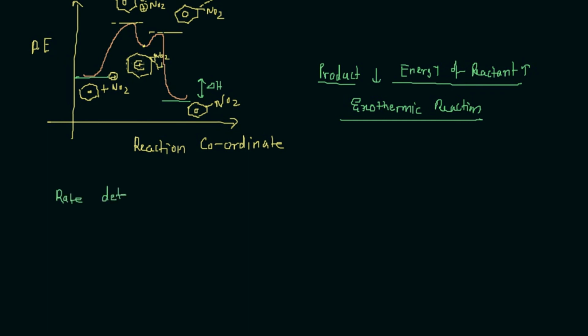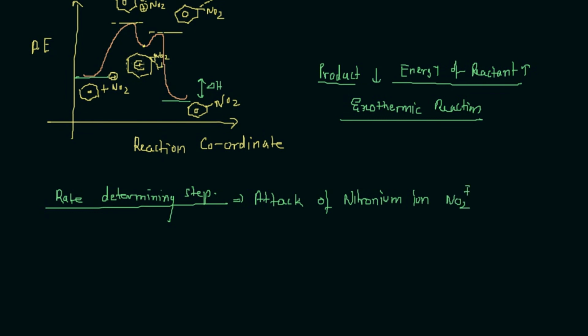Okay, let's talk about the rate determining step in this particular reaction. In this reaction, the rate determining step is the attack of nitronium ion, that is NO2 plus. Now this reaction is independent of isotopic effect. Okay, it is independent of isotopic effect.